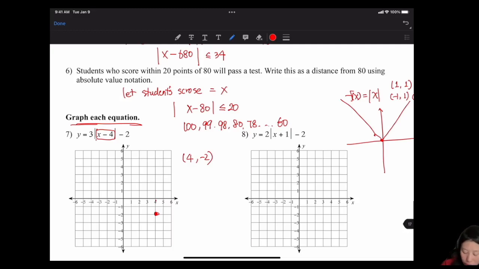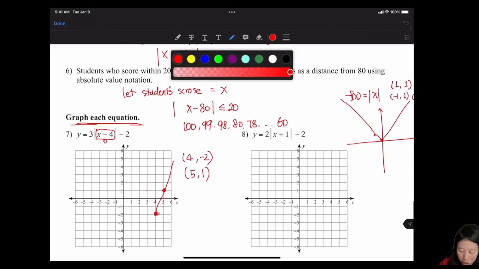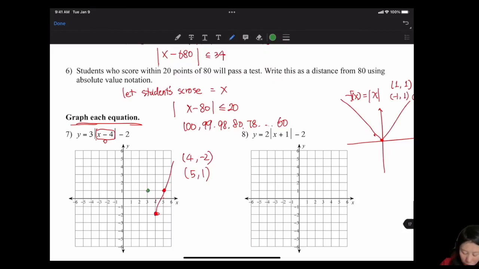And we can find another point. When x equals 5, the absolute value is 5 minus 4, which is 1. 3 times 1 is 3, minus 2, which is 1. So (5, 1) goes in here, and the graph is like that. Since this one is equal to 0, that means this is going to be the line of symmetry. So on the other side, the graph is going to be symmetric. That means you will have a point in here, mirrored across this line, so you will have the graph looking like that.